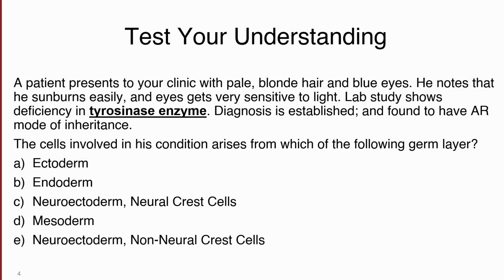So let's test your understanding of neural crest cells. Here, a patient presents to a clinic with pale blonde hair and blue eyes. He notes that he sunburns easily. Very high information: he sunburns easily and his eyes are very sensitive to light. Lab study shows a deficiency in the tyrosinase enzyme, and a diagnosis is established with an autosomal recessive mode of inheritance. The cells involved in his condition arise from which of the following germ layers?